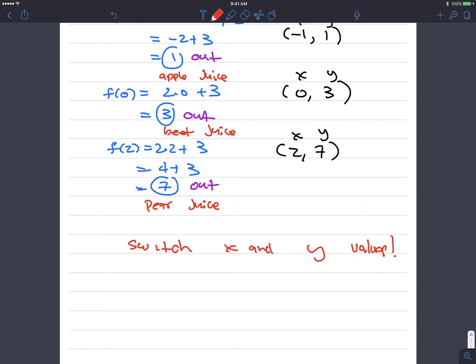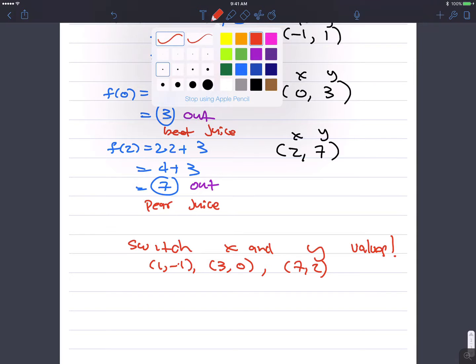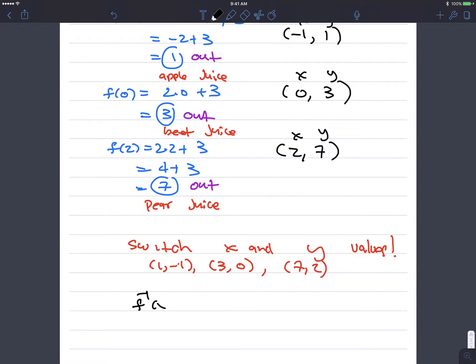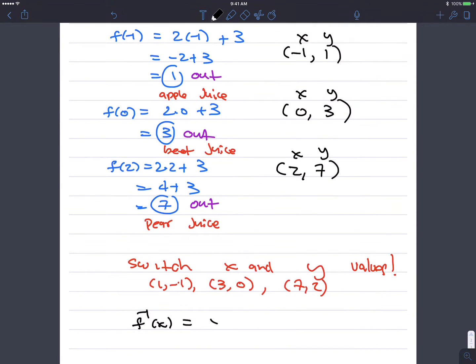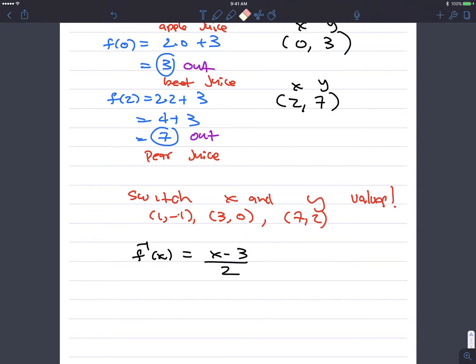In other words, my reverse machine should have things that look like this, right? The ordered pairs should now be (1, -1), (3, 0), and (7, 2). So you guys don't know this yet, but you will. You'll know this. (x - 3)/2 is a special reverse function, or the inverse function, I should say. Okay? I know it's an inverse because it has this special notation. This means inverse function.